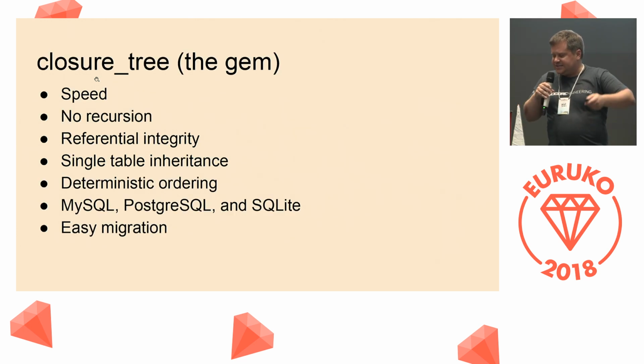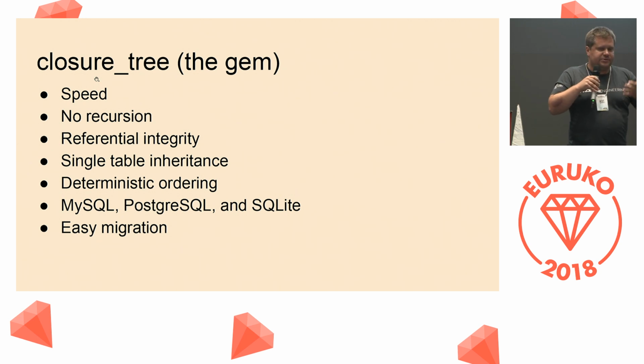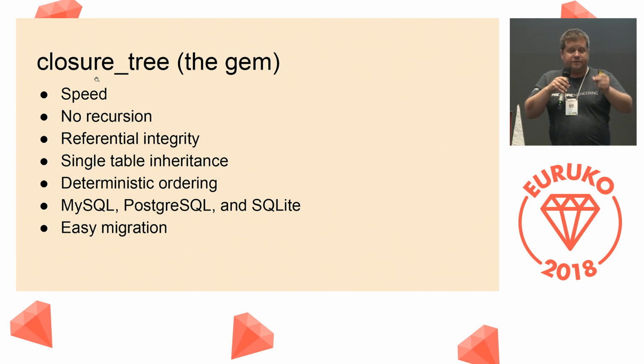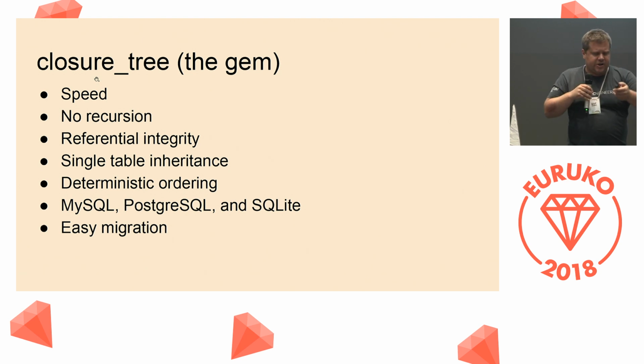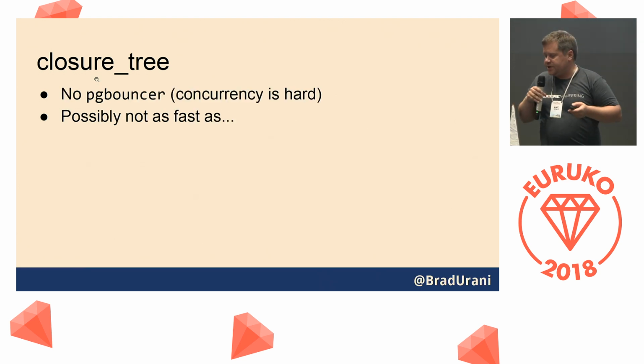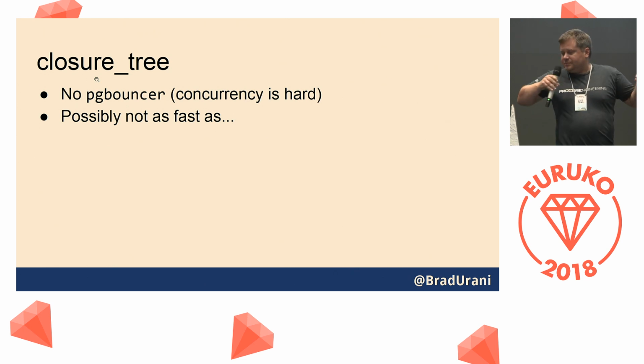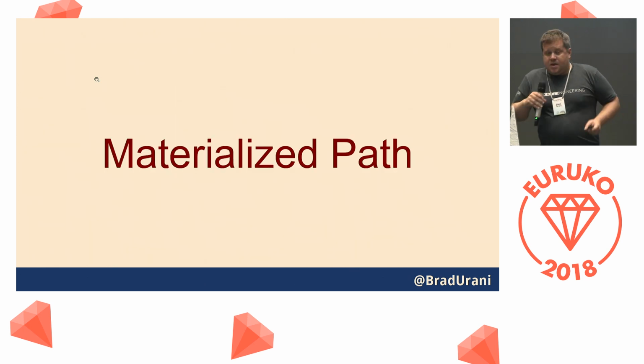And it's fast. It has referential integrity, which is something I'm going to talk a lot about today. It allows you to put foreign key constraints on your references. Deterministic ordering, supports all your databases, includes migration tooling. It's pretty nice. Well, there's another alternative.